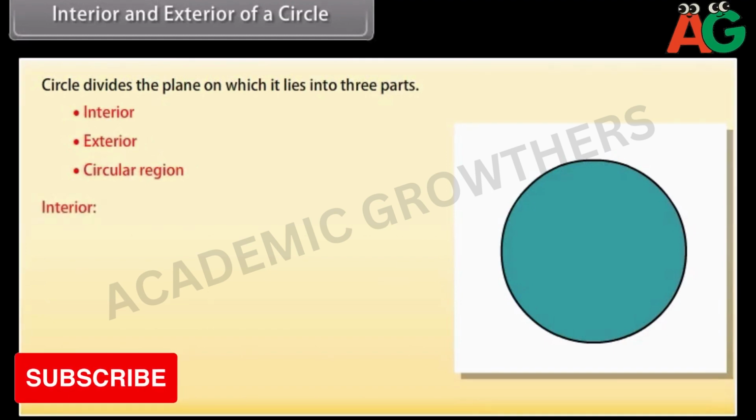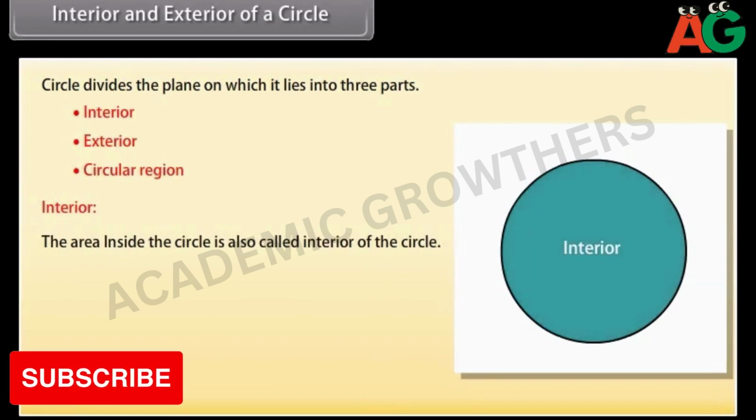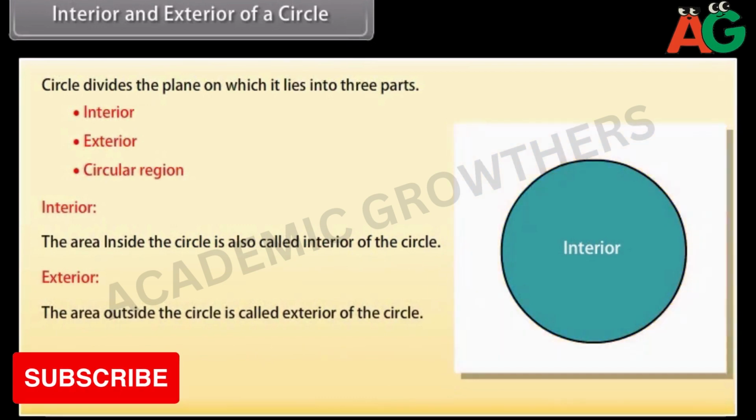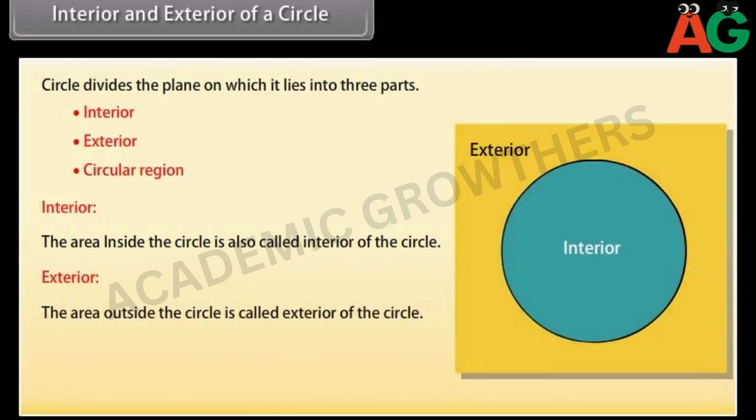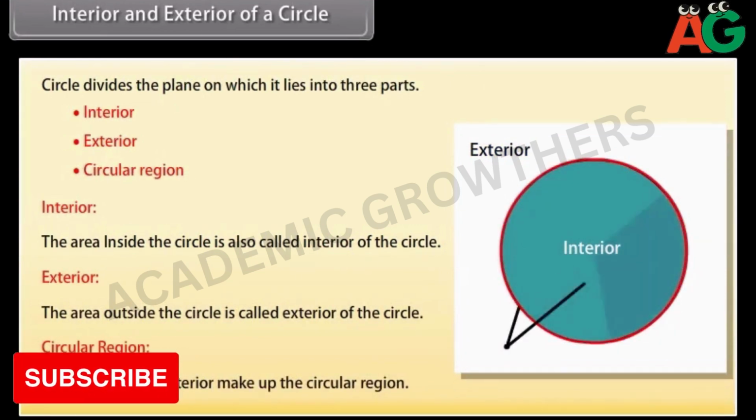Interior. The area inside the circle is called the interior of the circle. Exterior. The area outside the circle is called the exterior of the circle. Circular region. The circle and its interior make up the circular region.